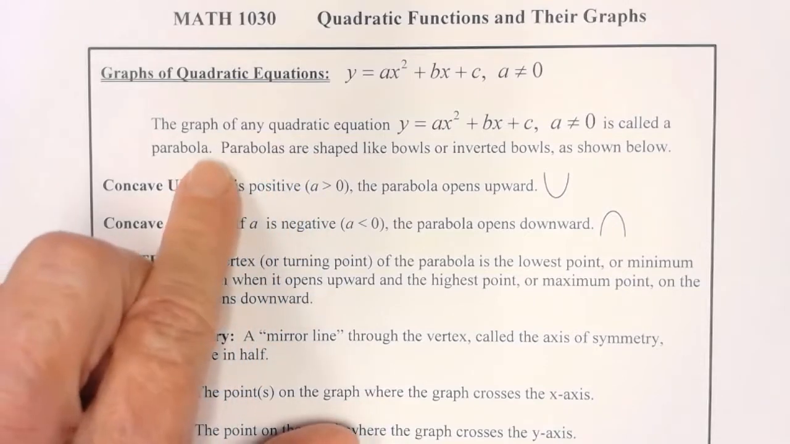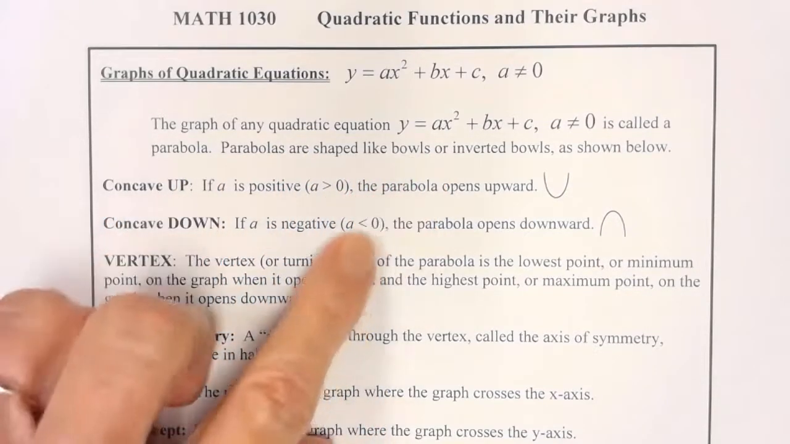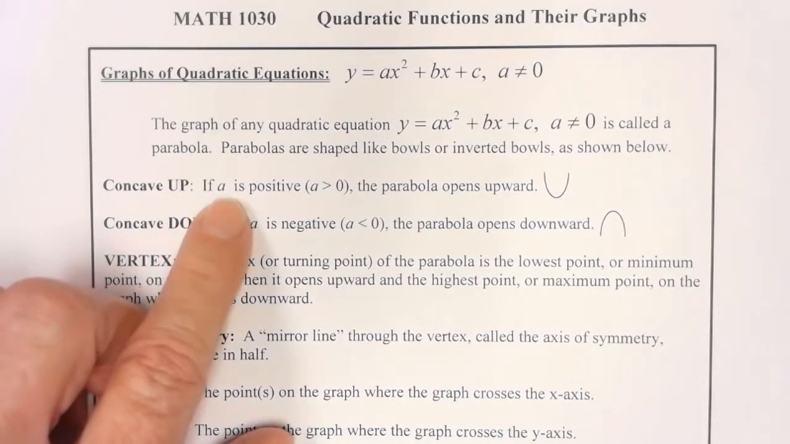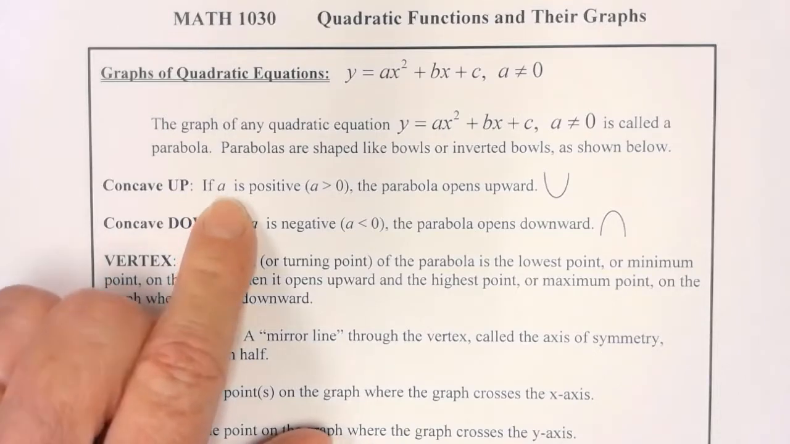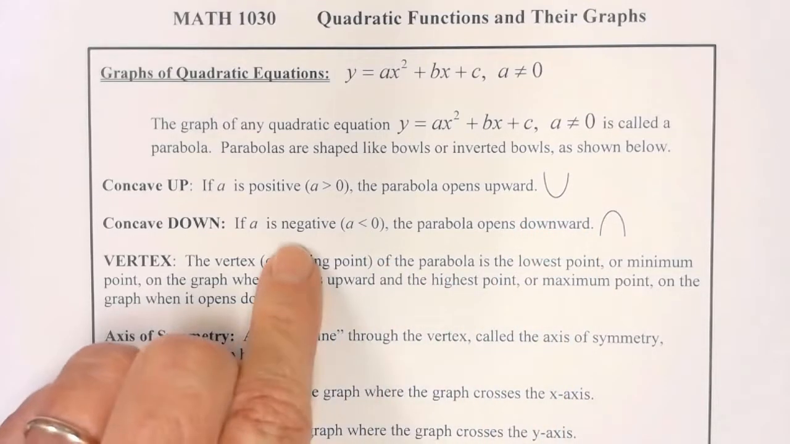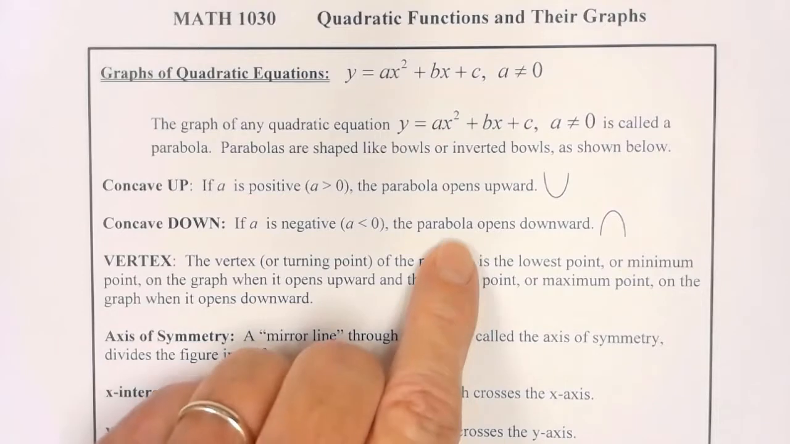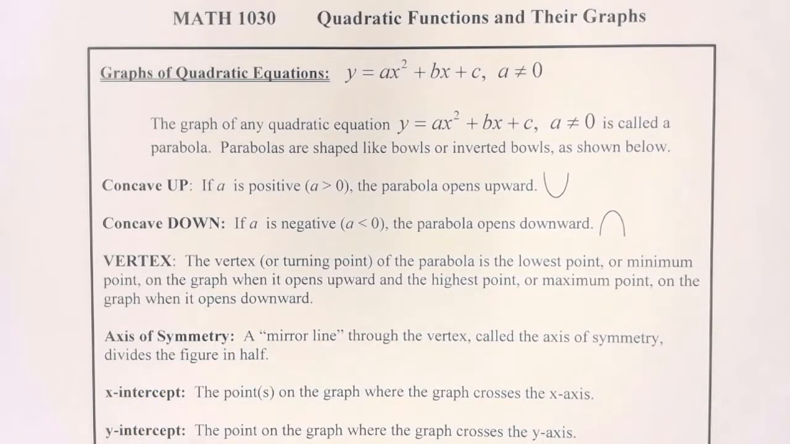is called a parabola. Parabolas are shaped like bowls or inverted bowls, as shown below. If a parabola is concave up, that's when its a value, the number with your x squared term, is positive, and it opens upward. If it's concave down, the a value is negative, and the parabola opens downward. And it's very quick information that you can get.